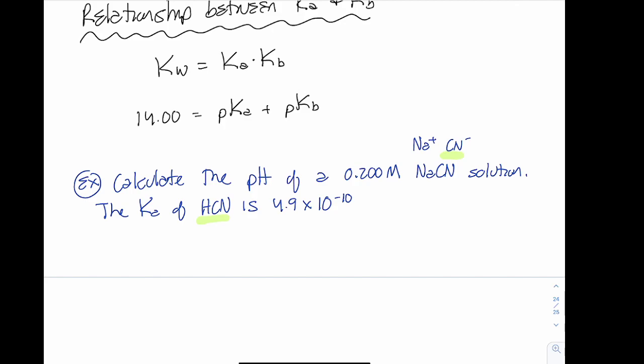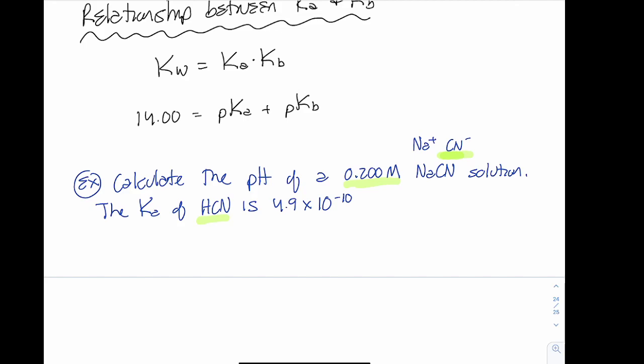CN minus is its conjugate base. So I know I have a basic solution, right? I'm given a concentration of a conjugate base, so I know that it's basic. The reason I know to separate sodium from cyanide is that sodium is an ionic compound, so I can look at my solubility rules. I know it's completely dissociated, right? And that just goes back to last semester, to 150 or 151, whenever you had it.